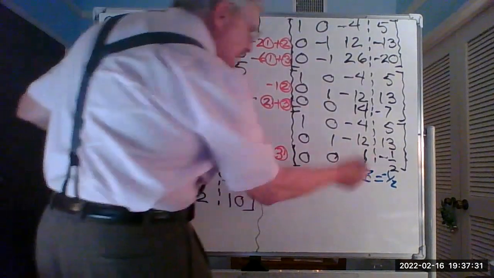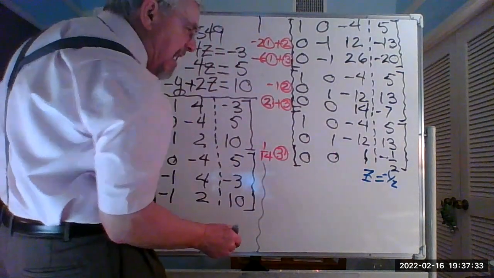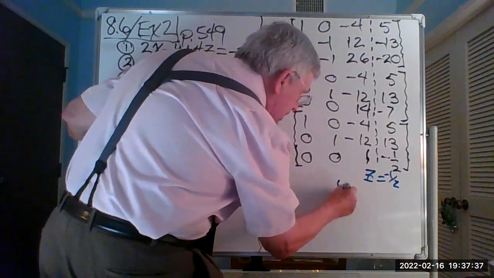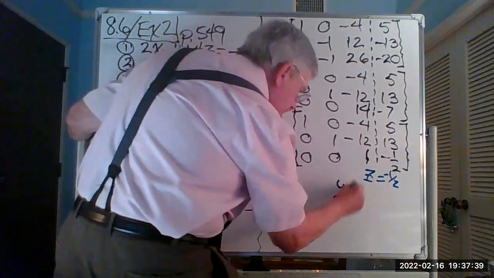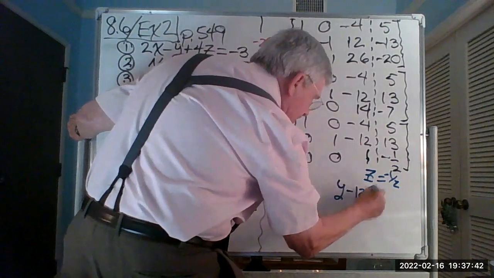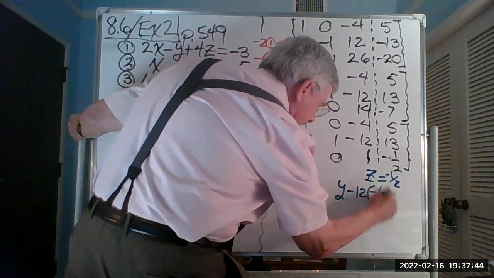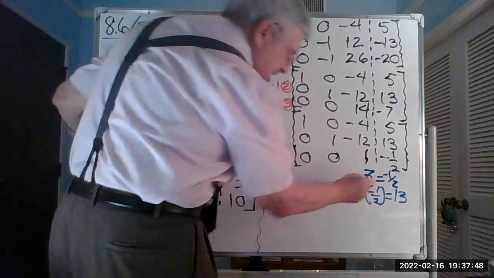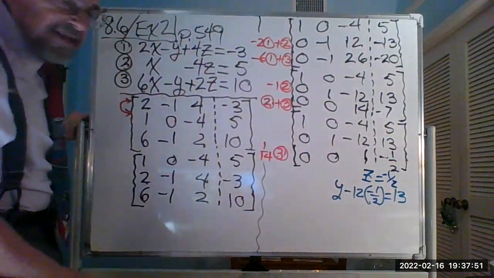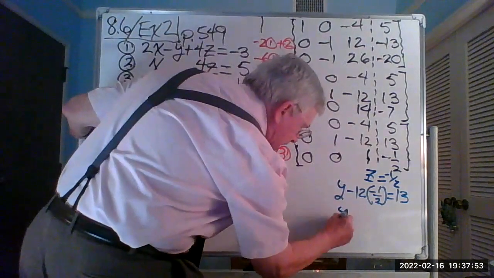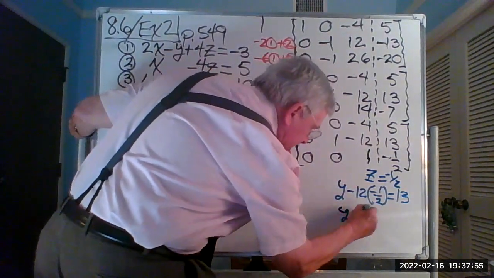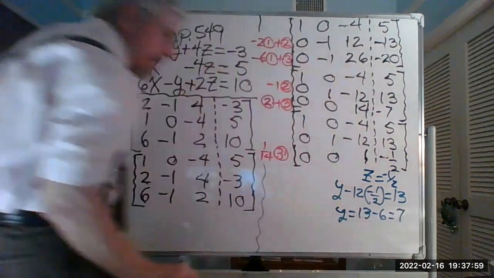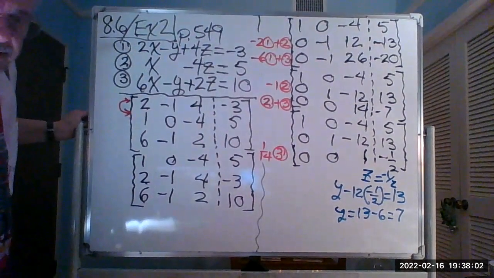Then I back substitute into equation 2. So in equation 2, I have y minus 12 times -1/2 is equal to 13. So notice this is going to be a +6 right there. So I got y is equal to 13 minus 6 is equal to 7. So I got y equals 7.